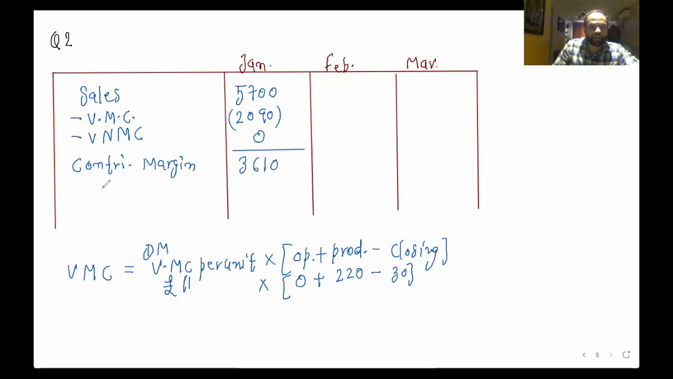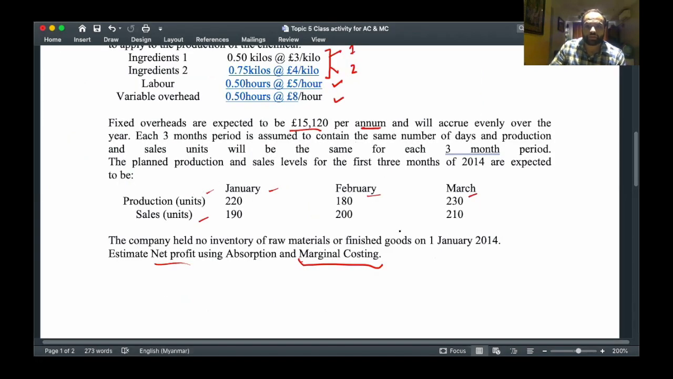$3,610 is the contribution margin, right? Minus fixed manufacturing cost. How much is fixed manufacturing cost? $1140, right? So make sure you simply divide it by 12. Right, so let me check again one more time. So it's 15,120 divided by 12, right?